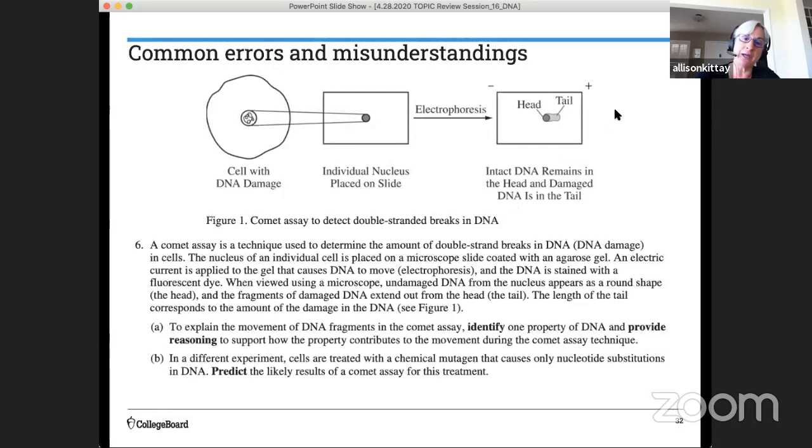And I'd like to point out one more thing. In this diagram, you've got a negative side and a positive side. Part A: To explain the movement of DNA fragments in the COMET assay, identify one property of DNA and provide reasoning to support how the property contributes to the movement during the COMET assay technique. And then in part B, in a different experiment, cells are treated with a chemical mutagen that causes only nucleotide substitutions in DNA. Remember what the COMET assay detects. It detects double-stranded breaks in DNA. It asks you to predict the likely results of a COMET assay for this treatment.